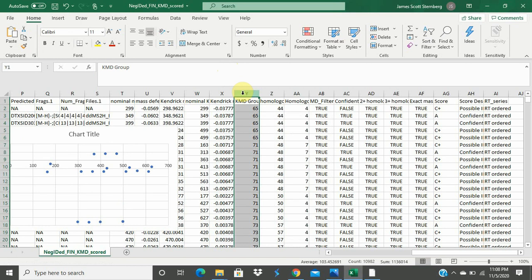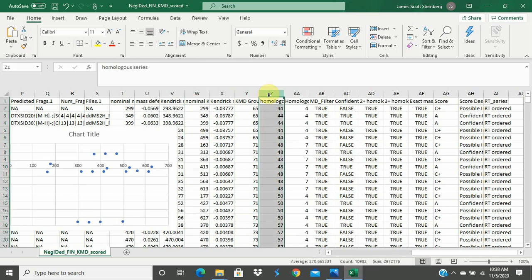The next column, labeled KMD Group, simply means compounds with the same number group in this column fall within the same Kendrick mass defect. In the column labeled Homologous Series, you'll see samples that come from the same group. This is a very important column for finding PFAS series. For example, these features are all part of group 44. And you can see from the nominal Kendrick mass, the increase is divisible by 50. These are the masses of the repeating CF2 unit.